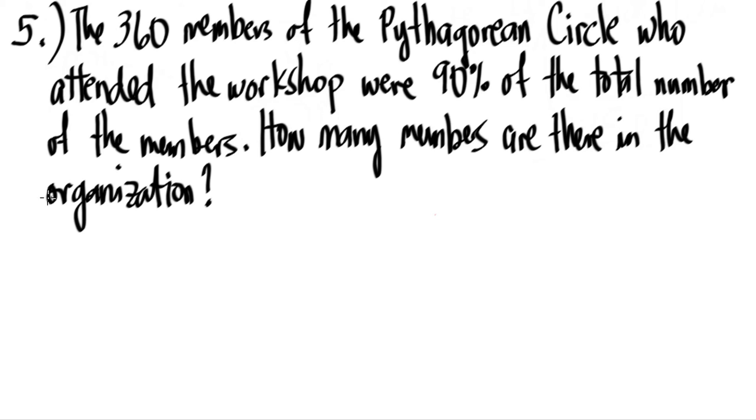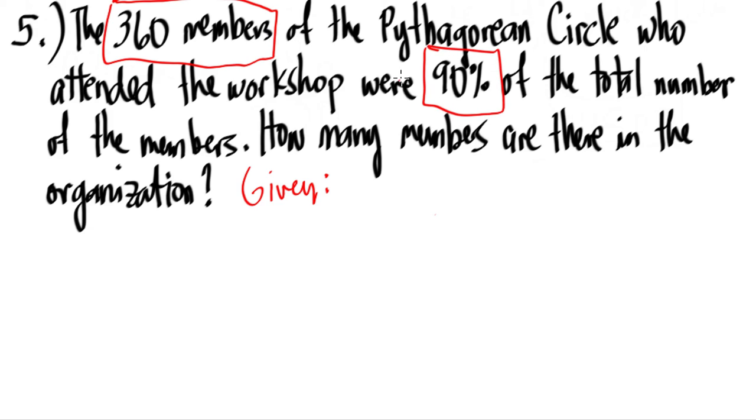Let's get the given first. We have two numbers: 360 members of the Pythagorean circle, and 90%. This is the R, no doubt about it. This is 90%. We may want to put this in decimal, so this is equal to 0.9. If you don't know why that happened, you may watch my video on converting percent to decimal. That's moving the decimal point twice to the left.